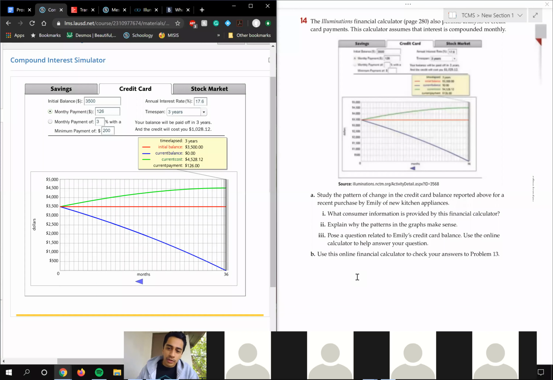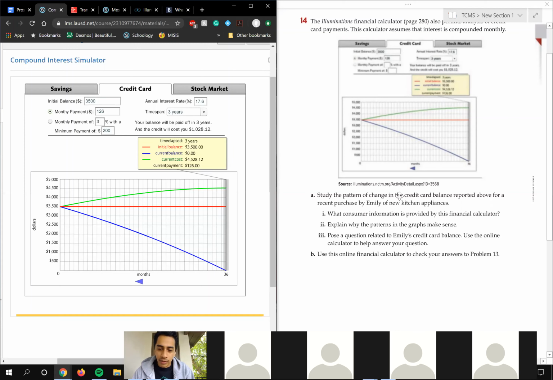Okay, so a good question to pose here is, well, how much interest do you pay over the lifetime of this credit card? And so you can do that by going to the very end. And here, the difference between the initial balance and the current cost, that is what you pay in interest, right? So this woman has a current cost of $4,528.12. That's how much she paid because she had to make payments towards the balance, but then also towards the interest. And so over time, she ended up paying a little over $1,000 to that credit card.